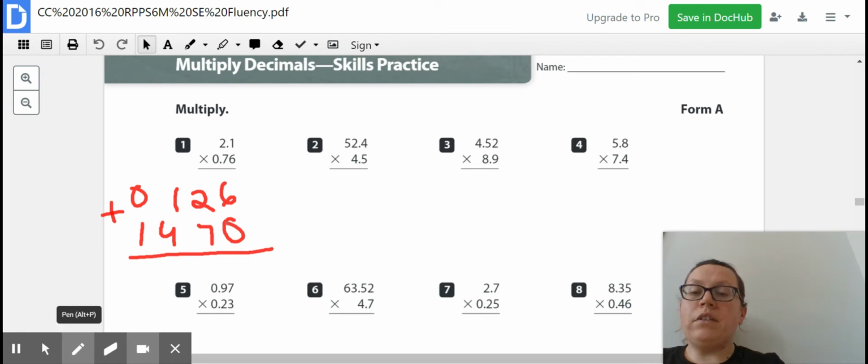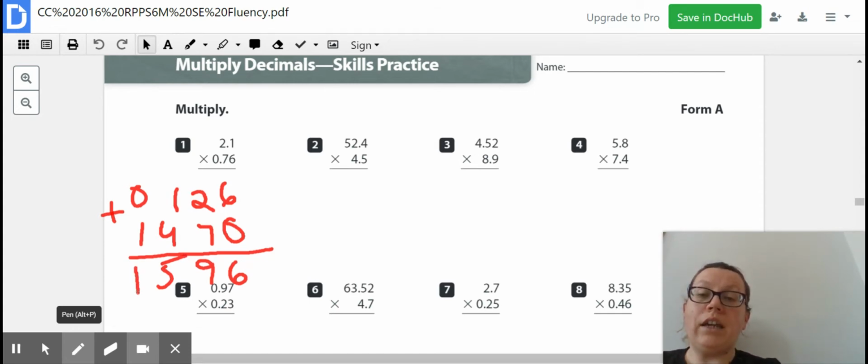So 6 plus 0 is 6. 7 plus 2 is 9. 4 plus 1 is 5, and 1 plus 0 is 1. Now we come to our second step. Where do we put the decimal?